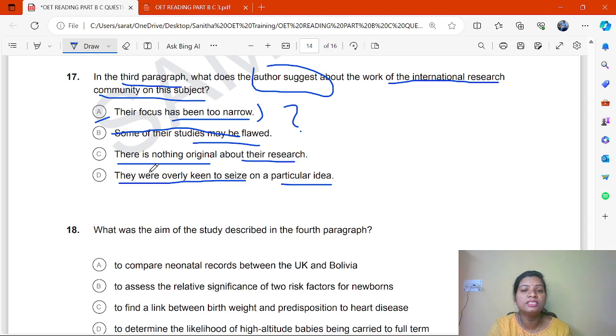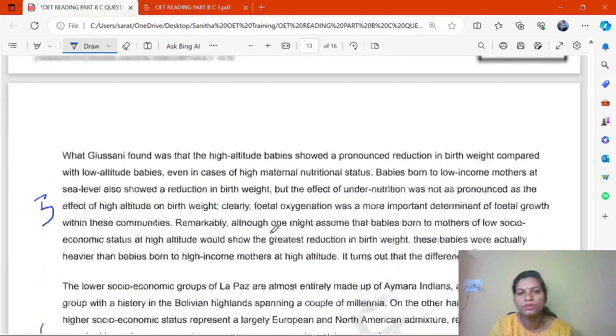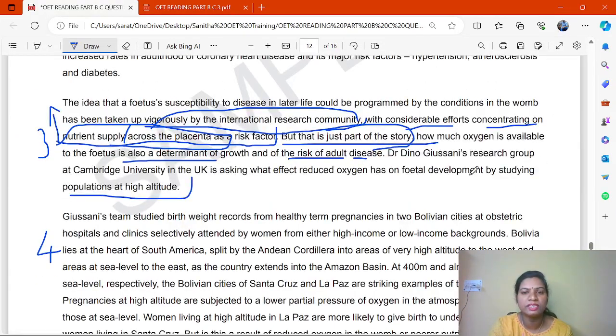There is nothing original about their research. This is also not said in the passage. You can go and read once more. There is nothing original, see, it is not saying that anywhere.